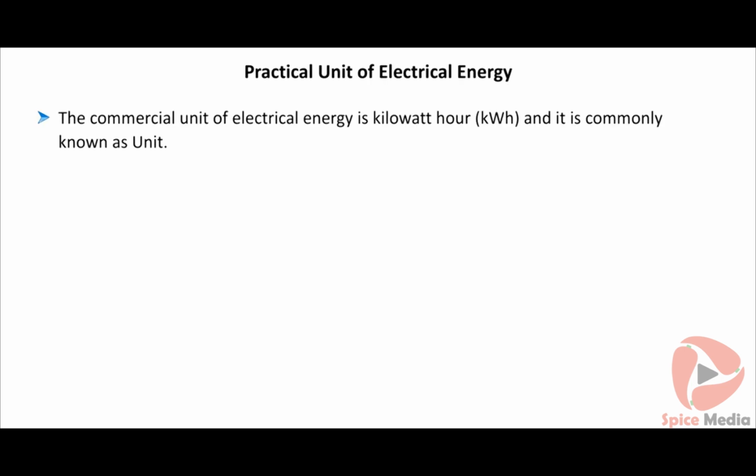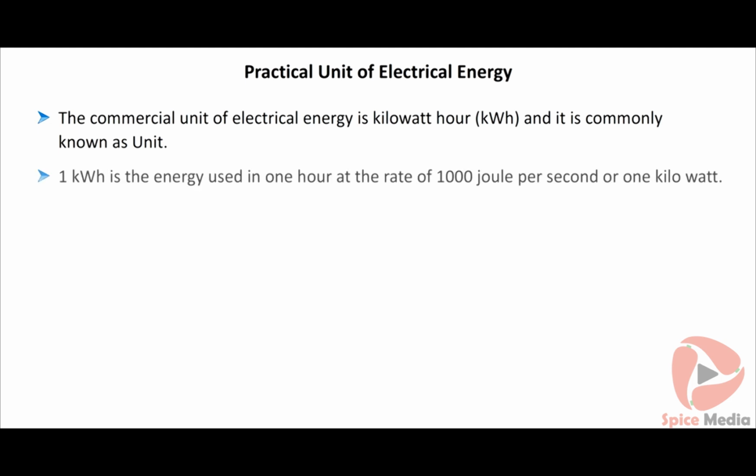The commercial unit of electrical energy is kilowatt-hour, kWh, and it is commonly known as a unit. 1 kilowatt-hour is the energy used in 1 hour at the rate of 1000 joules per second, or 1 kilowatt.